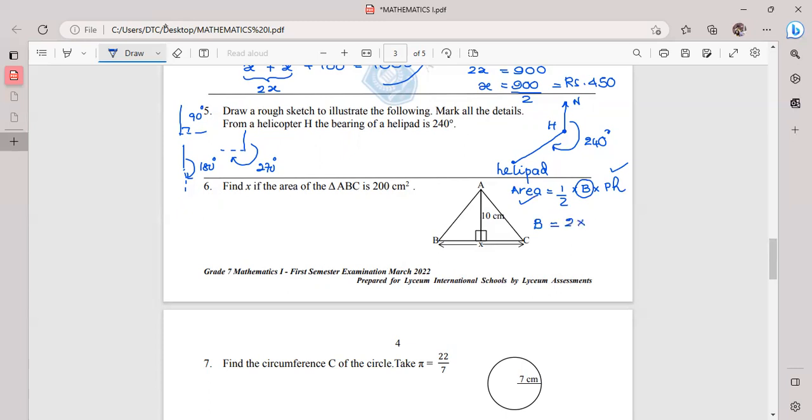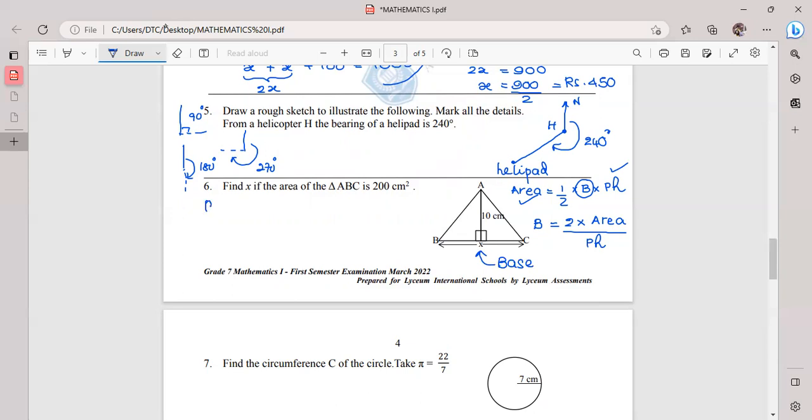You multiply the area by 2 and you divide it by the perpendicular height. Simply what happened, children, is that the division by 2 I sent to the other side, it becomes multiplication by 2, and the multiplication by perpendicular height, or PH, I sent to the other side, it becomes division by perpendicular height. Right, here X is the base. Here the X is the base value.